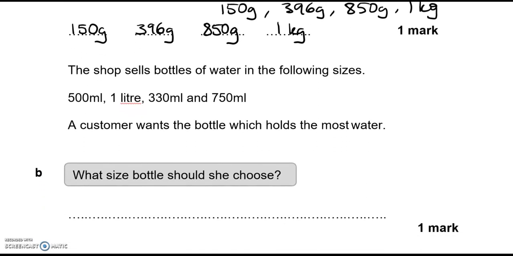The shop sells bottles of water in the following sizes: 500 milliliters, 1 liter, 330 milliliters, and 750 milliliters. A customer wants the bottle which holds the most water. What size bottle should she choose? 1 liter is equal to 1000 milliliters. Because the rest of them are in milliliters, now it's easy to compare, and the largest number here is 1000 milliliters, which is 1 liter.